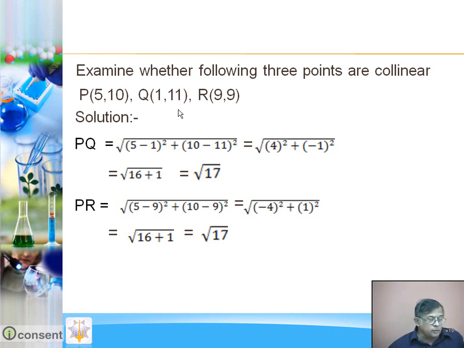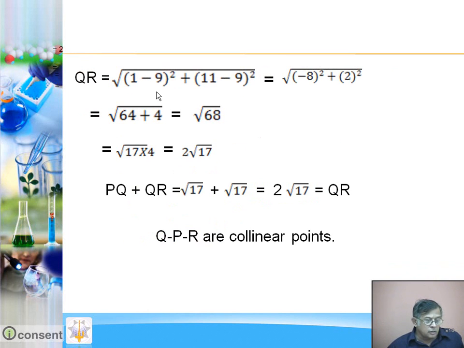Now here, from the distance formula, find out the distance PQ. It is √17. PR is again √17 and QR is √68. Now 17 fours are 68 and the square root of 4 is 2. So this can be expressed as 2√17.